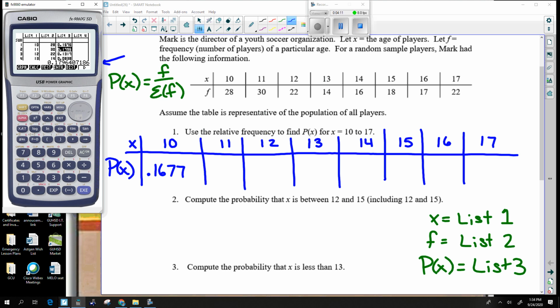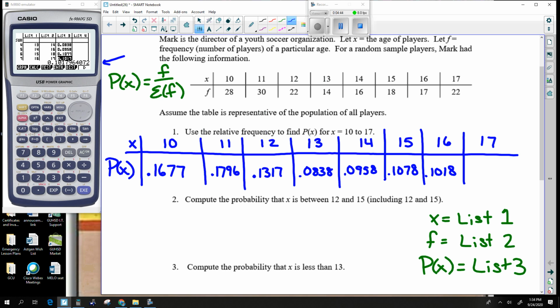This next one you don't round. This is .1796. .1317. .0838. .0958. .1078. .1018. And .1317.